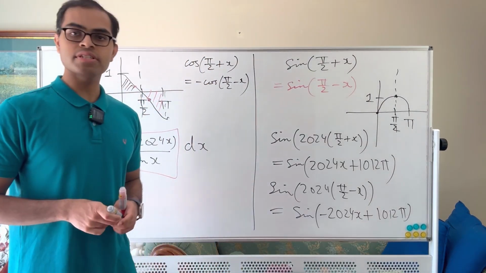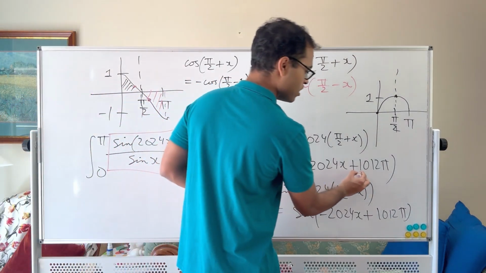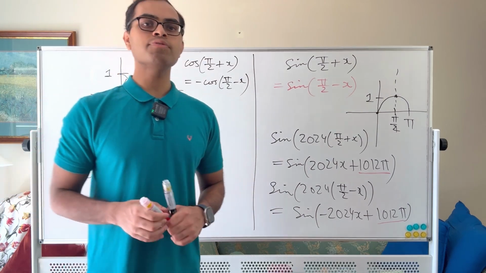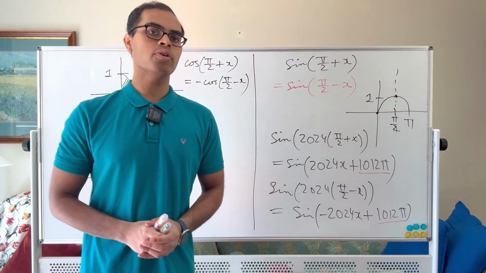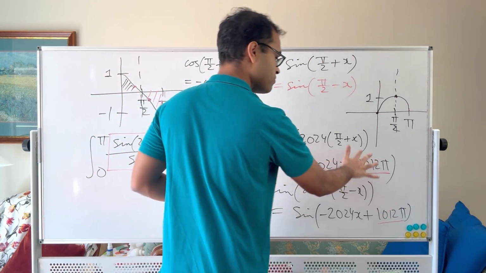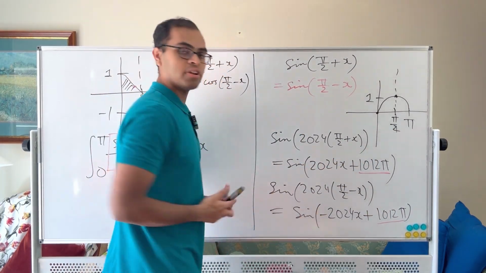Now that's super interesting. What is the difference between these two functions? Well, the 1012 pi can be forgotten about. Why? Because that's a multiple of 2 pi, and sine and cosine both are 2 pi periodic. So in particular, we can forget about that if we're trying to understand both quantities and just look at 2024x and minus 2024x.